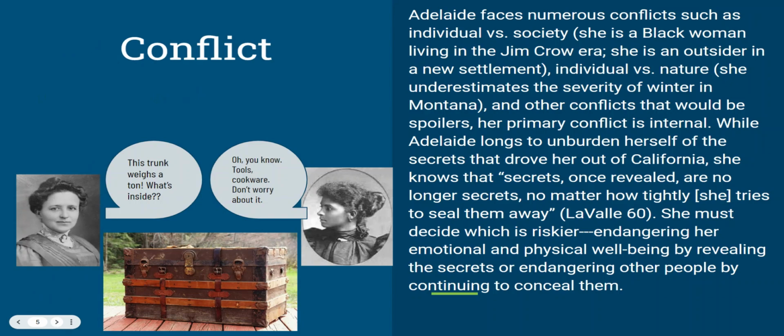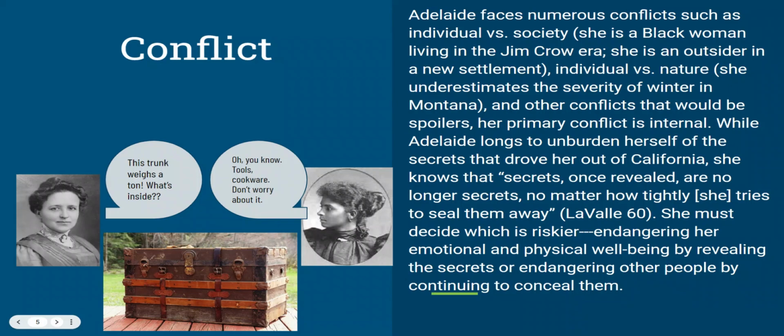And she has a number of conflicts. So one, she's new in a place where the town is very small and the neighbors are spread out. So she feels like an outsider. She's a Black woman living in a town with only one other Black person. So that's another outsider element. So she has some individual versus society conflicts. She also really underestimates how bad the winters are in Montana. And that becomes an individual versus nature conflict. There's other conflicts that are spoilers. You'll have to read the book to find out.